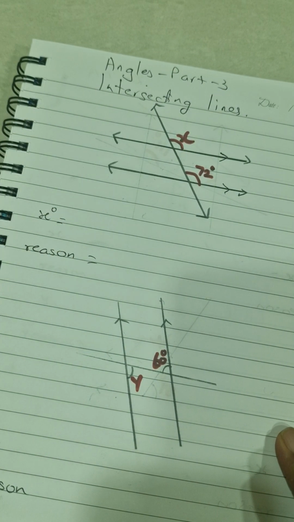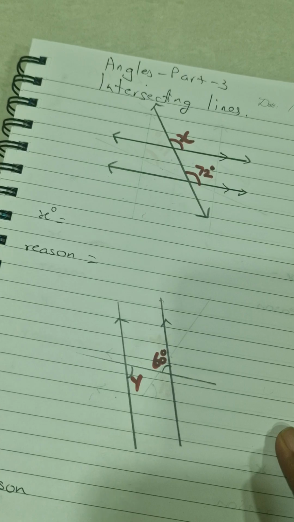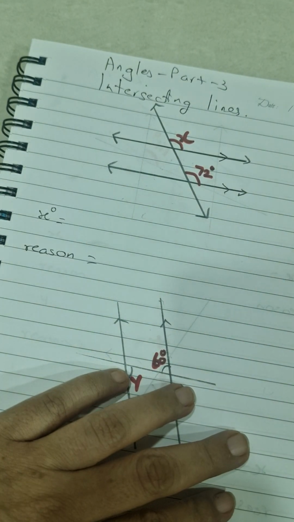Last time, in the last part, I already explained what C shape angles, Z shape angles, and F shape angles are. So today we are going to do the same thing with some more examples.